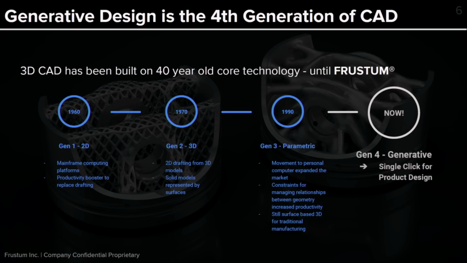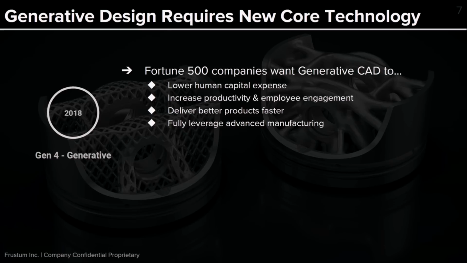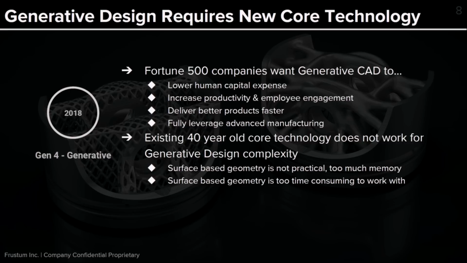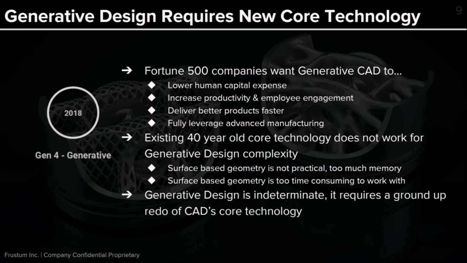And we really think that the time is now for a generative approach and a ground-up redo about how we not only design, but what core technologies we use for 3D manufacturing. Companies really want the benefits of additive manufacturing and generative CAD to lower human capital expense, increase productivity and employee engagement, deliver better products faster, and really fully leverage advanced manufacturing, 3D manufacturing. And the existing 40-year-old core technology doesn't really work well to explore all of this design complexity that we have at our fingertips now. Generative design's complexity is indeterminate.